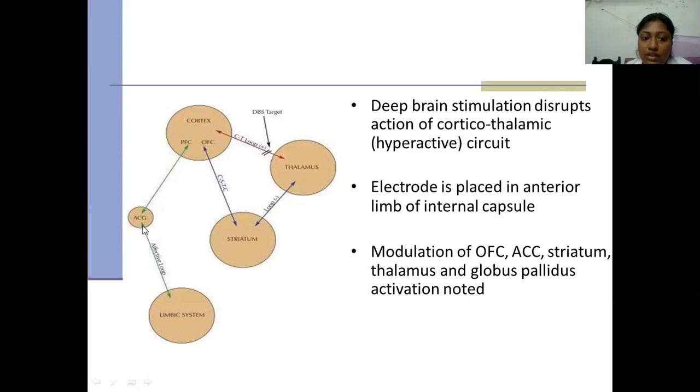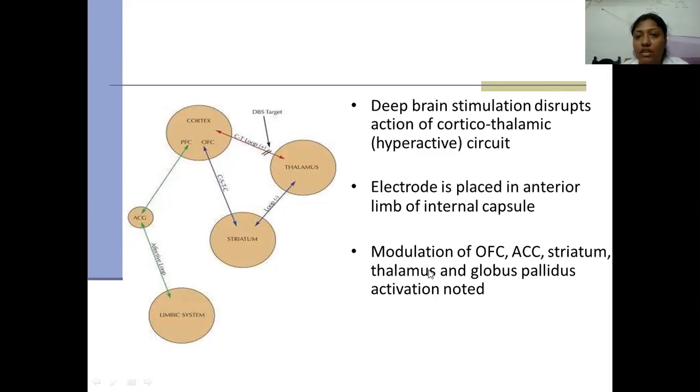Now you can see, like I mentioned earlier, it's O for olfactory: orbitofrontal cortex, then we have prefrontal cortex, then we have anterior cingulate gyrus, and we have the limbic system. And here we have the affective loop. This is the emotional loop. Okay, so the electrode is placed in the anterior limb of the internal capsule, modulating OFC, ACC, striatum, thalamus, and globus pallidus activation.